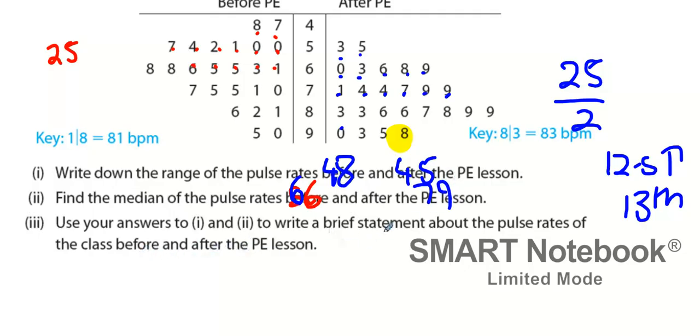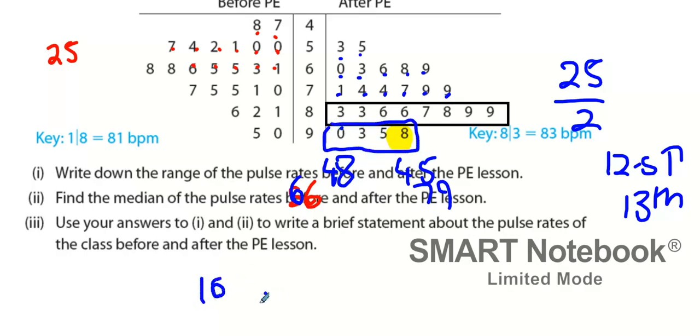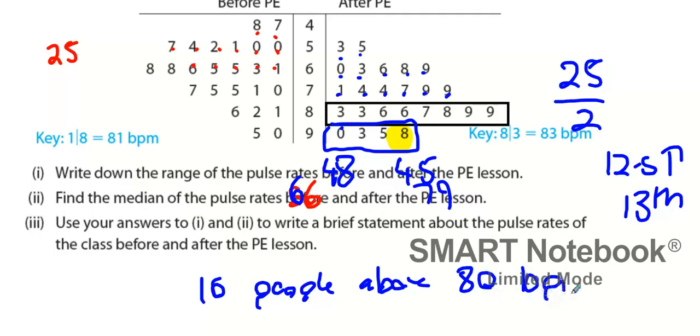Use your answers and write a brief statement about the pulse rate. Well, in general, the pulse rate went up, didn't it? Because look at how many people we see in the 80s. How many people do we see in the 80s here? 8 people. And if you add on the other 4, 16 people above a pulse rate of 80 BPM, beats per minute.